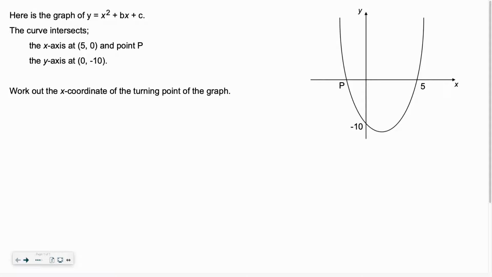And we're asked to work out the x-coordinate of the turning point of the graph. So the turning point is the lowest part of the graph, which is there. So how are we going to do that?